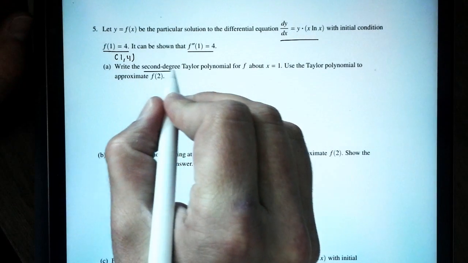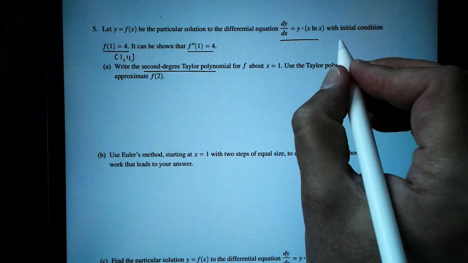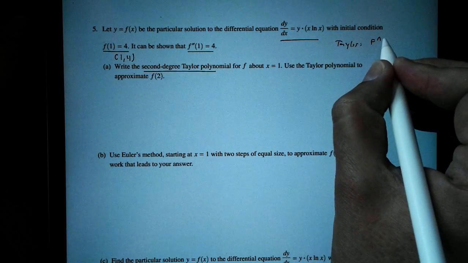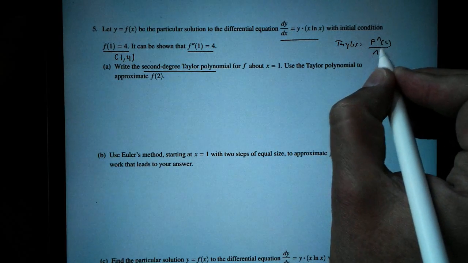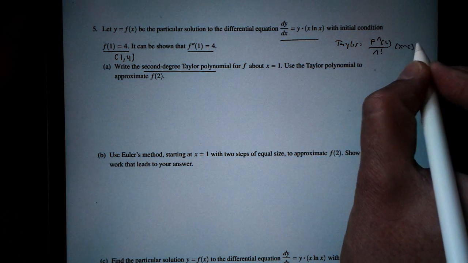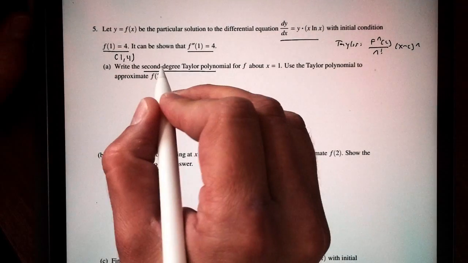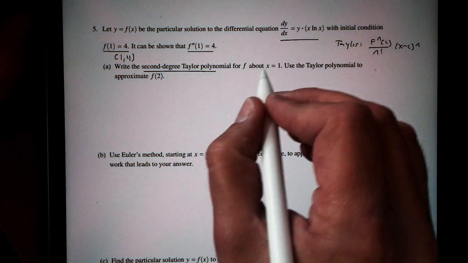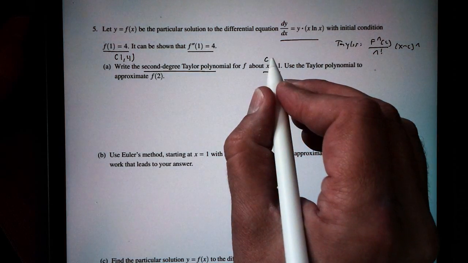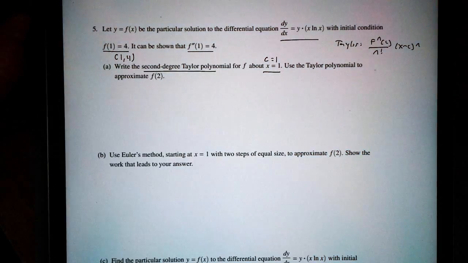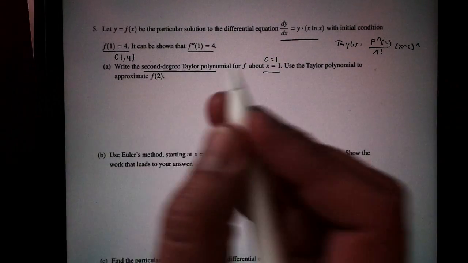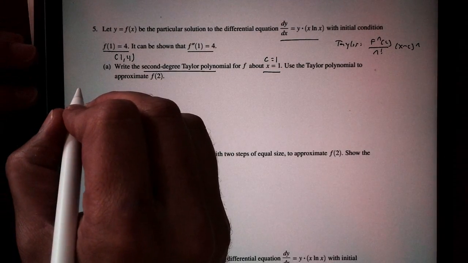Alright, second degree Taylor. Well, we know Taylor's rule says that it's the nth derivative at c over n factorial times (x minus c) to the n. So we want to write a second degree Taylor polynomial, so we're looking at degree 2, centered at x equals 1, and then we're going to use this polynomial to approximate the value of the function at 2.